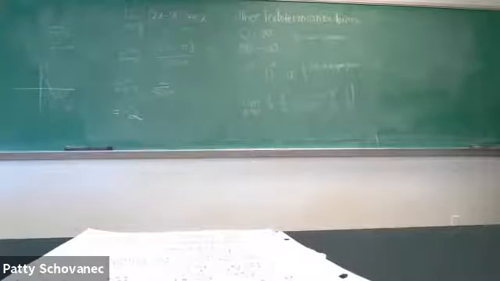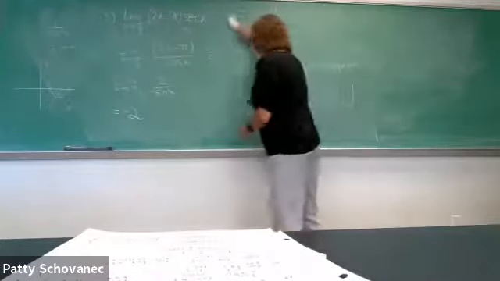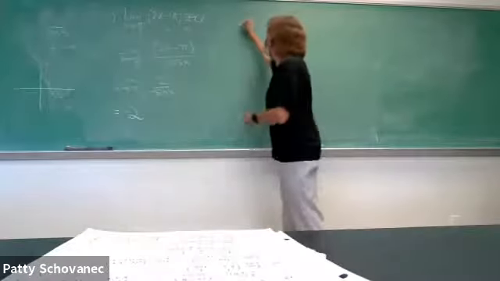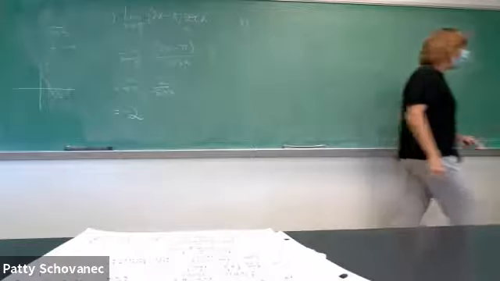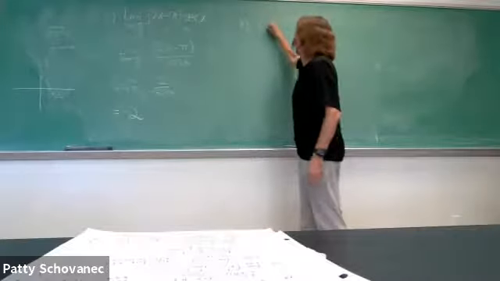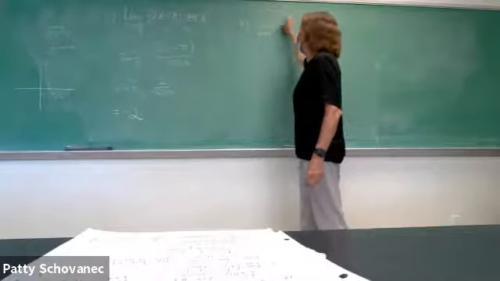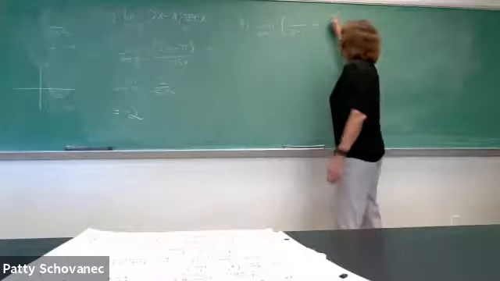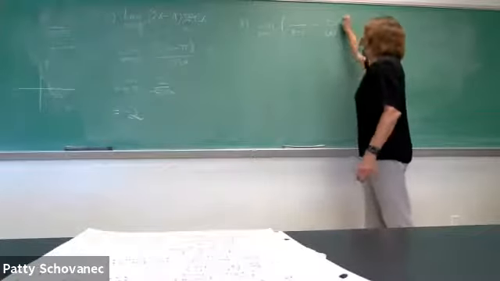So look at the next example, which shows the infinity minus infinity. Let's jump to number 8. Number 8 shows the infinity minus infinity. We've got the limit as x goes to 1 of 1 over x minus 1, minus 1 over the natural log of x.